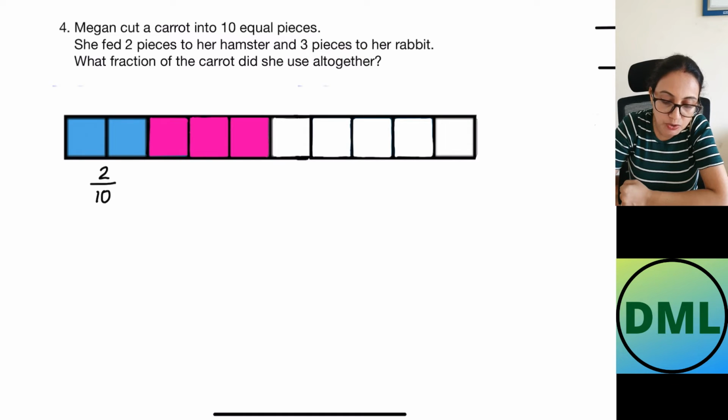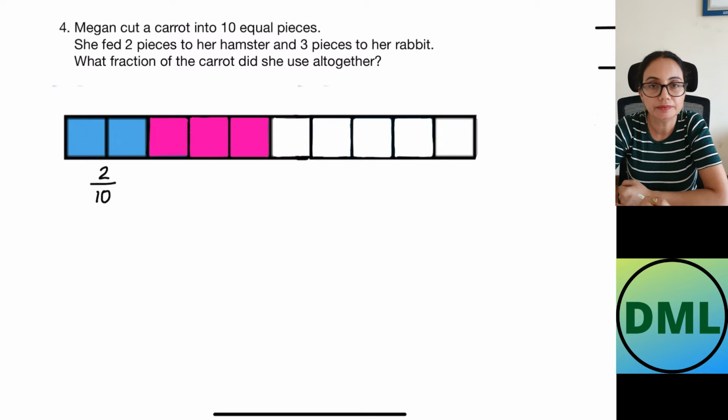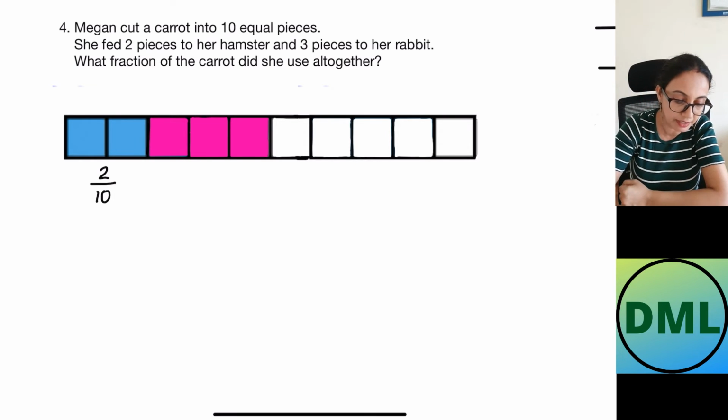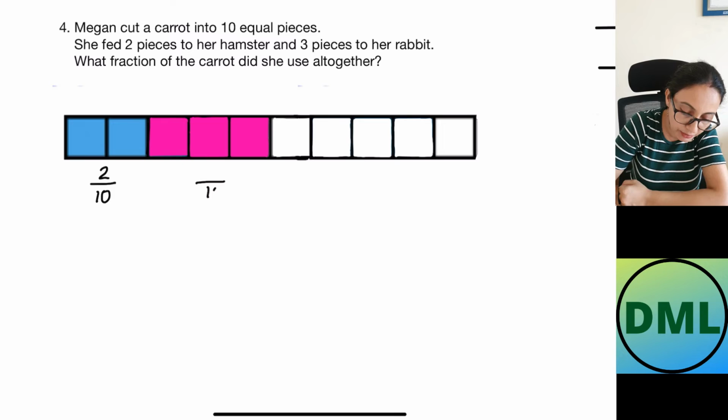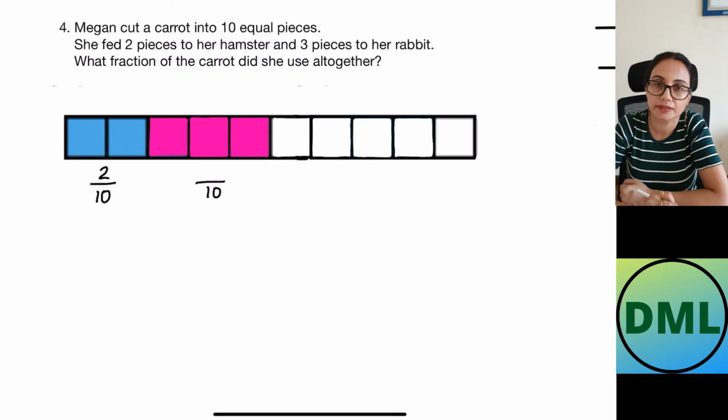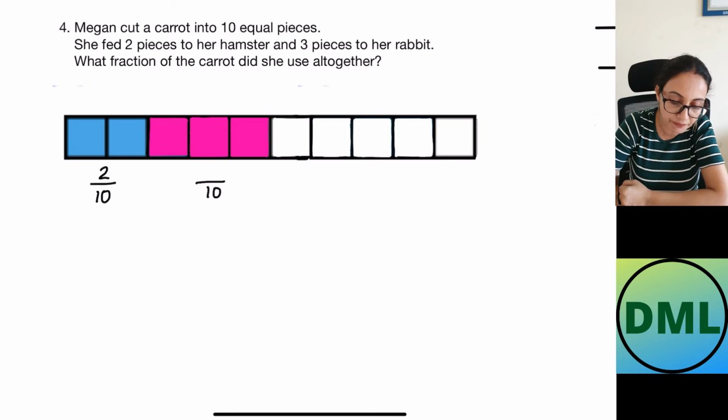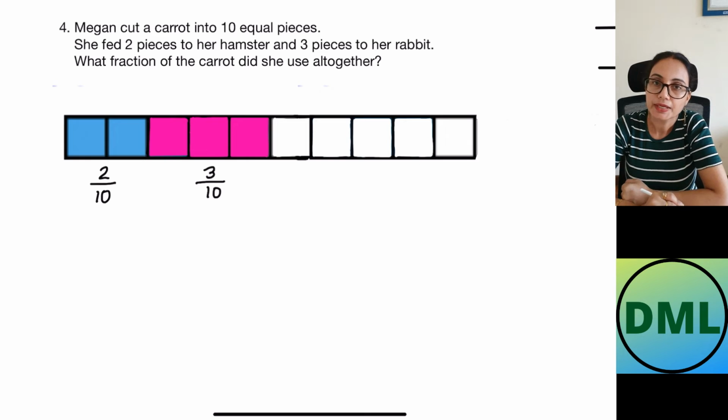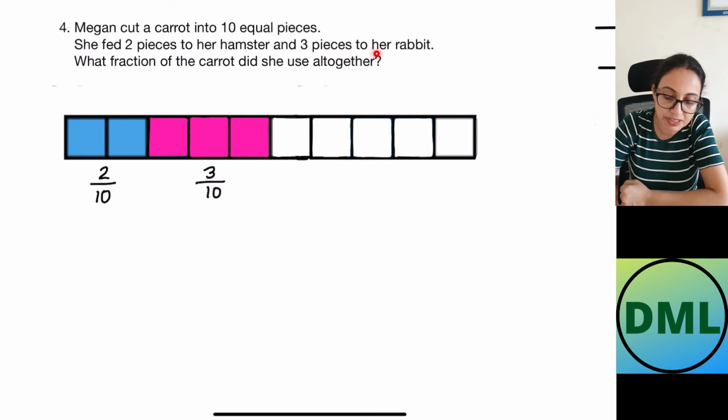She fed 3 pieces to her rabbit. As you can see, 3 parts I have shaded pink. Now I need to write this in the form of a fraction. How do I write it down? Total parts? 10 parts. Will that be written in the numerator or denominator? Denominator, right? So let's write the denominator 10. Now what should I write in the numerator? 3, right? Because she fed 3 pieces to the rabbit. So I will write down 3 by 10. It means that when she fed 3 pieces to the rabbit, she fed 3 by 10th of the carrot to the rabbit.